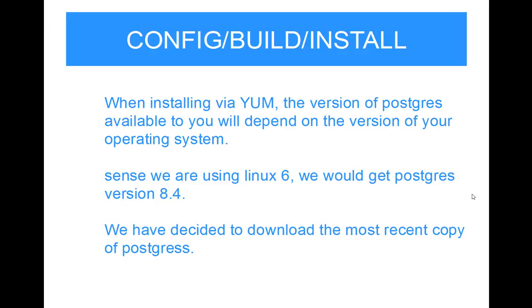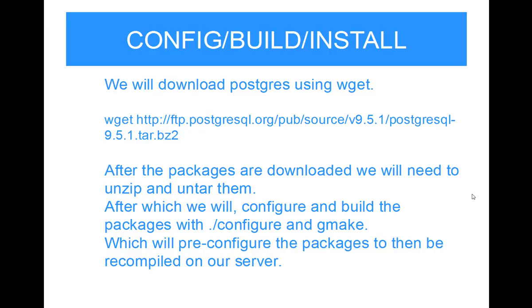Now, that is a bit of a problem for us because, since this is an exploration, we want to explore the latest and greatest, and 8.4 is a pretty old version. So we're going to pursue other means of getting a copy of the Postgres packages to install. We are going to use the wget utility to download the packages directly from the repository, or the website, so to speak. wget is pretty easy to use.